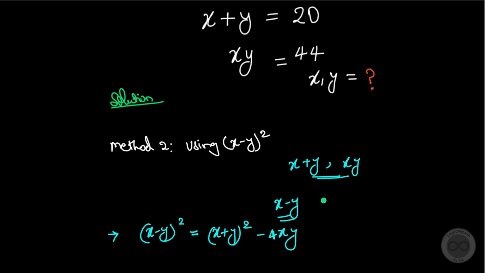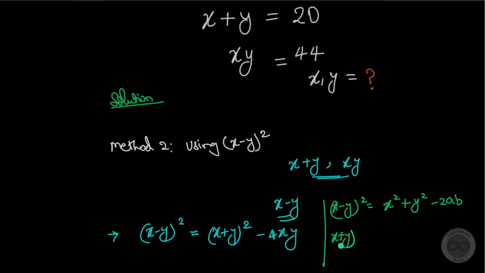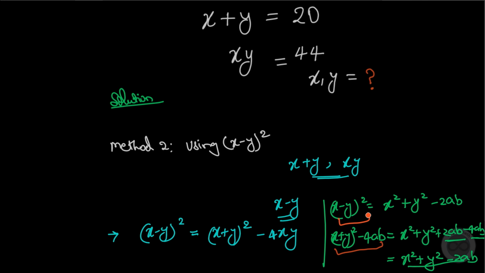So we can check. The expansion of x minus y whole squared is x squared plus y squared minus 2xy. Now x plus y whole squared minus 4xy is x squared plus y squared plus 2xy minus 4xy. From here plus 2 and minus 4xy gives minus 2xy, which is x squared plus y squared minus 2xy, and thus both sides are equal. So we can write it in that format.